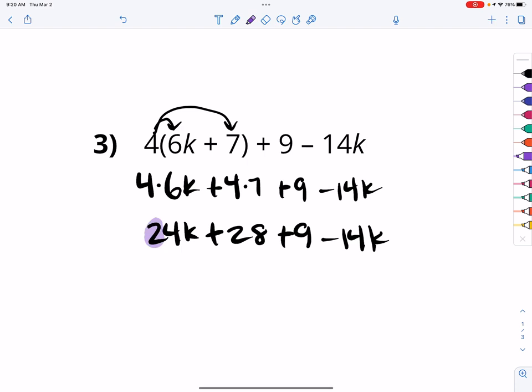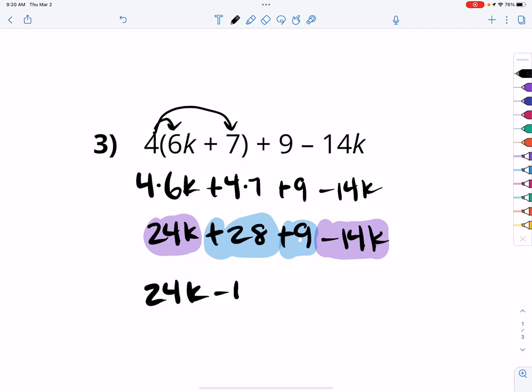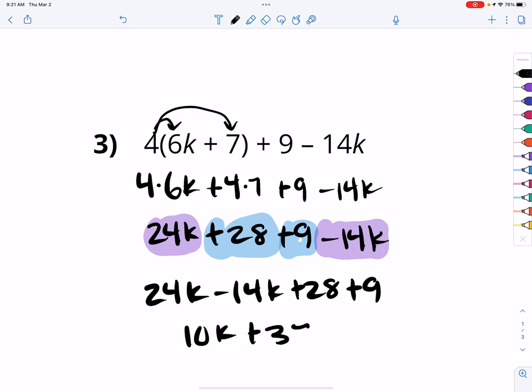My brain is going to want to combine these terms while I rewrite them, but I want to not do that because I would like to make sure I stay accurate. Fight the urge in your brain to do that. So we have 24k minus 14k plus 28 plus 9. 24k minus 14k is 10k, and 28 plus 9 is 37. So our answer is 10k plus 37.